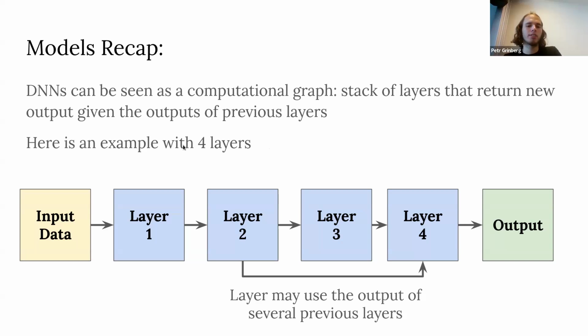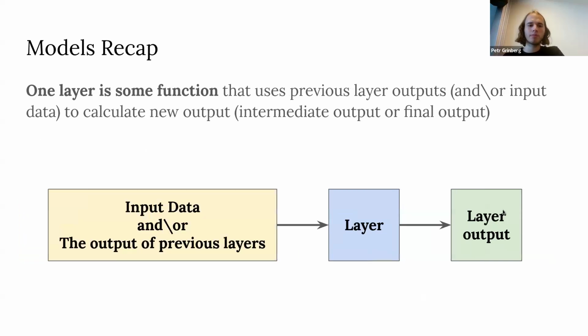If we have such an example with 4 layers, layer 1 takes input data and produces some output. Layer 2 uses this output to produce its own output. Layer 3 uses layer 2, layer 4 uses layer 3 and layer 2. So it is possible to use outputs of several previous layers. And layer 4 returns your final output. So one layer is just some function that uses previous layers' outputs or input data to calculate new output.